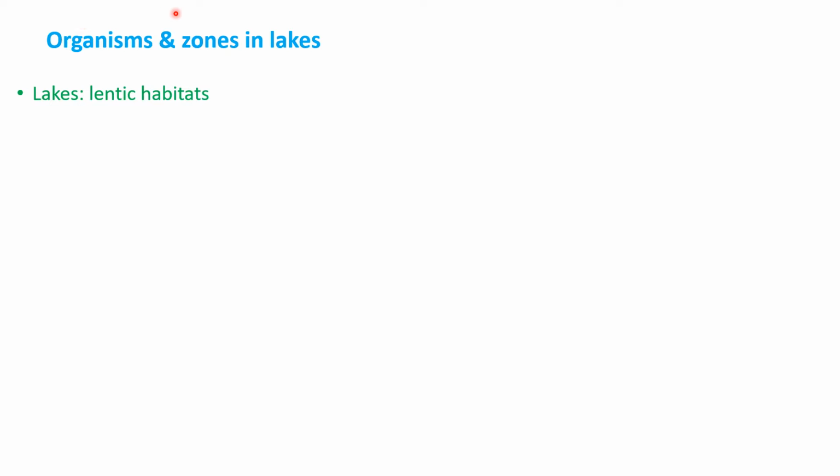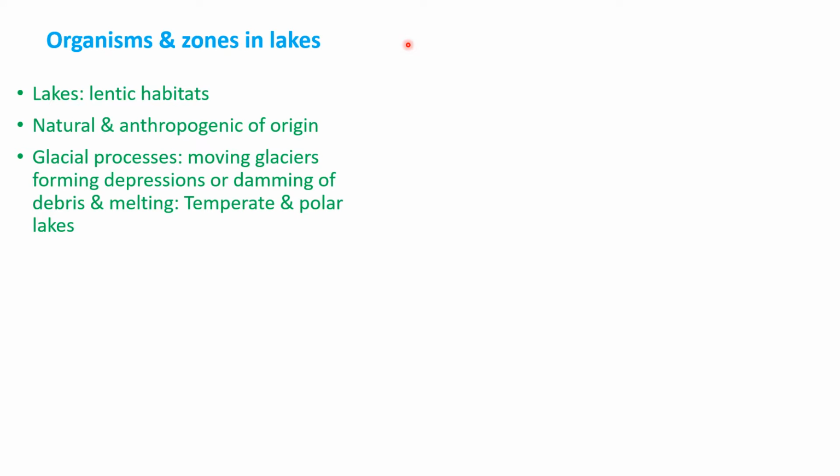So now we are going to talk about organisms living in lakes and different zones of a lake. So lakes where you have relatively still water are known as lentic habitats. Rivers are known as lotic habitats. Lakes are known as lentic habitats. Lakes are of both natural and anthropogenic origin, as you already know. And what are the natural processes that create lakes? Well, glacial flow, glacial processes.